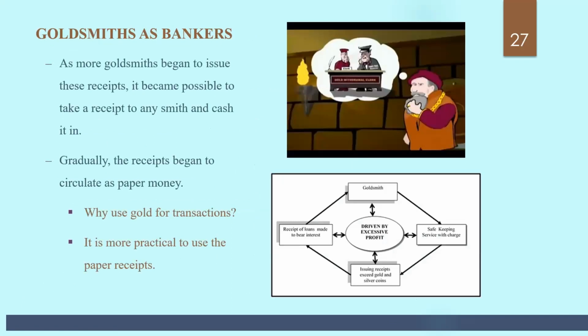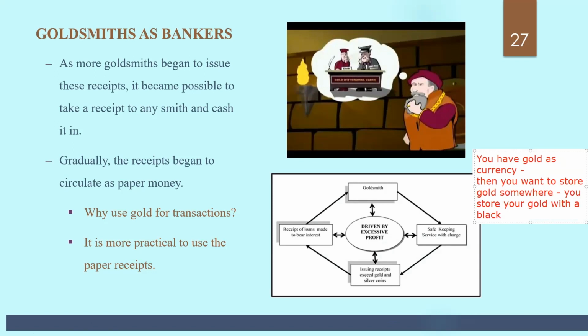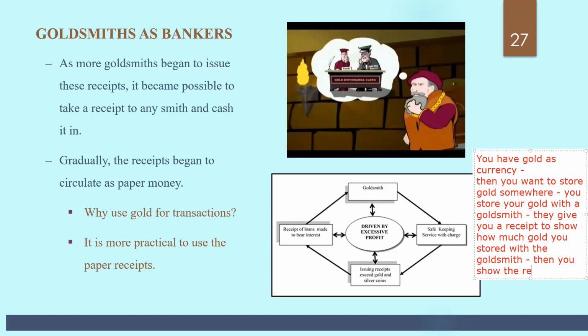Goldsmiths were bankers. As more goldsmiths began to issue these receipts, here is how this worked: you have gold as currency, and you want to store your gold somewhere. So you store your gold with the goldsmith. They give you a receipt to show how much gold you stored with them. Then you show the receipt when you want the gold back from the goldsmith. That's what you would do there.